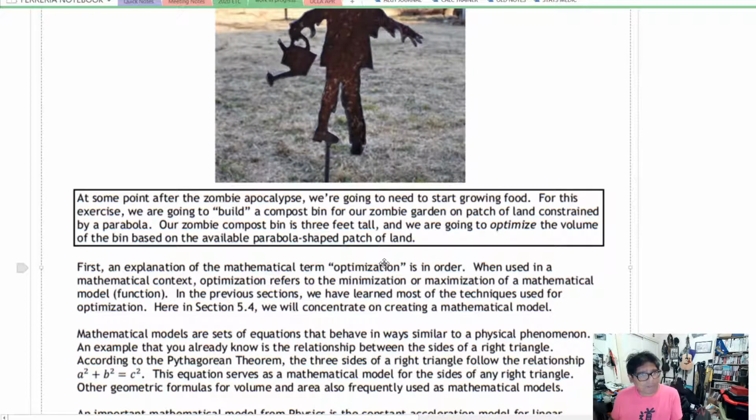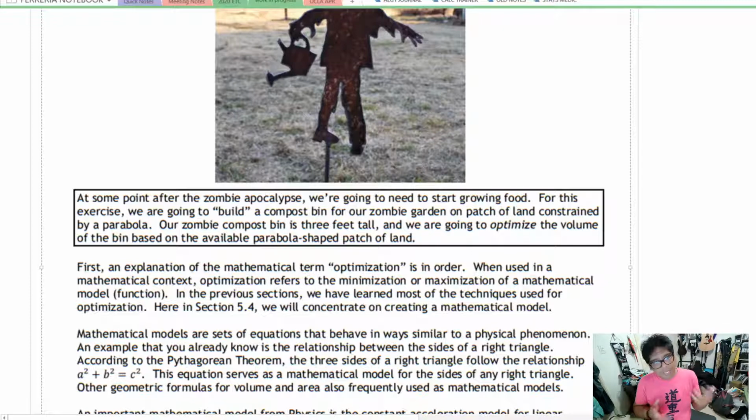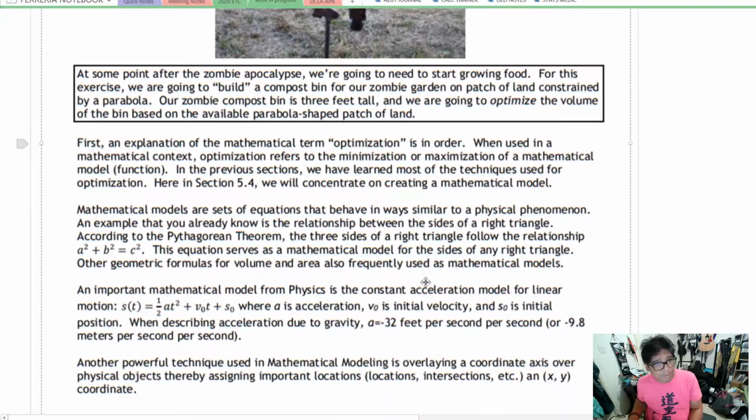What the heck do we mean by optimization? Well, in most cases, we're going to say, what is the quantity that we're interested in? And then we're going to use mathematical techniques to either find a maximum or a minimum for that function that is interesting to us. So in this case, we're looking at the volume of our compost bin. We want to make the compost bin probably as big as possible, given that we have to put it on this parabola-shaped patch of land.